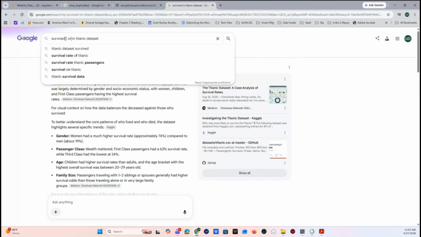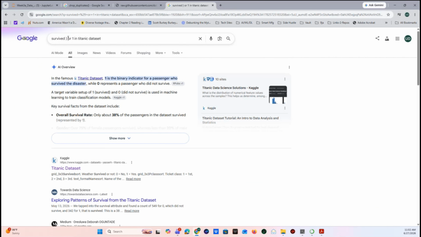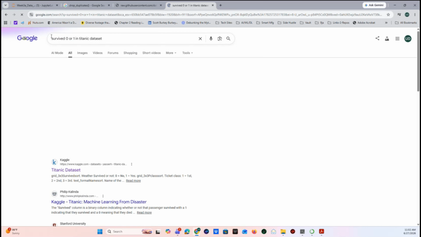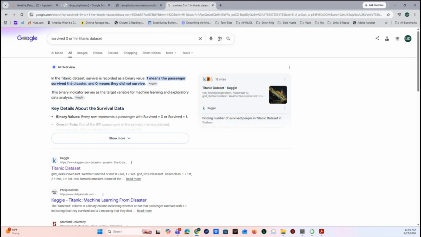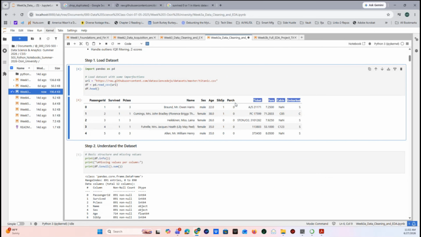So in the Titanic data set, survival is recorded as a binary value. 1 means the passenger survived the disaster, and 0 means they did not survive. So if we go back here, that means this guy did not survive. Why? Because in survived, he was 0.